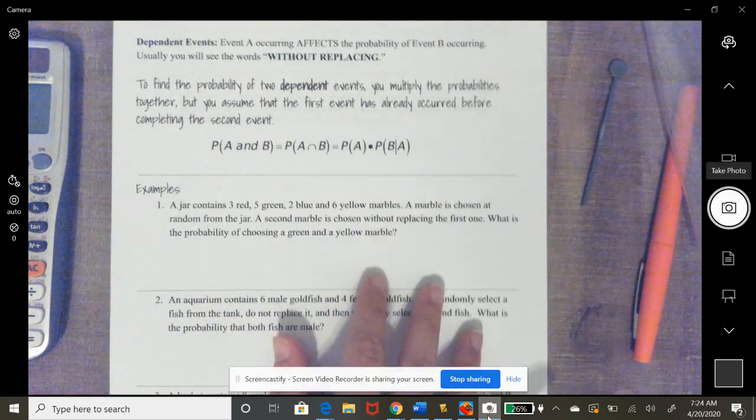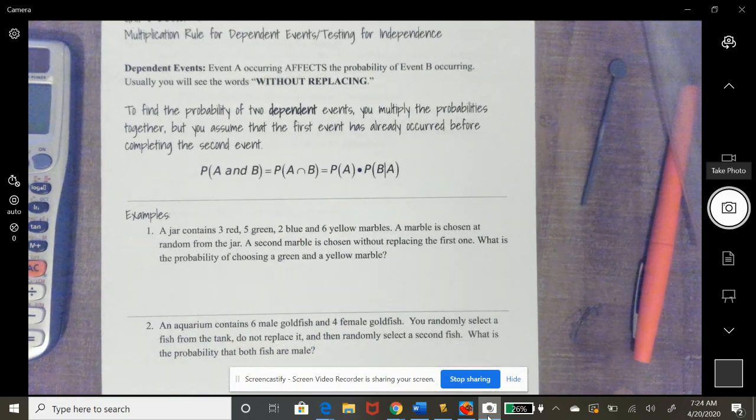Hey guys, so last week we talked about the multiplication rule for independent events. So today we're going to look at the multiplication rule for dependent events and what that looks like.